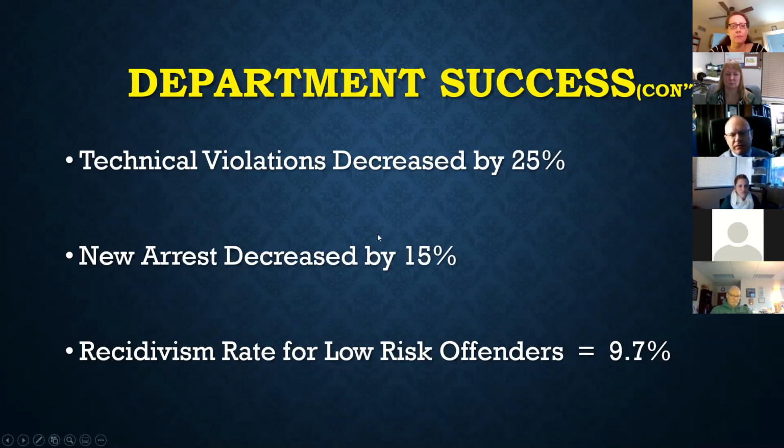New arrests decreased by 15%. And look at our recidivism rate for low-risk offenders, 9.7%. So all those low-risk offenders, I think this was a 2015 study of all low-risk offenders that were closed out successfully, 9.7% of them reoffended. All right, and that's great. That's a great stat.